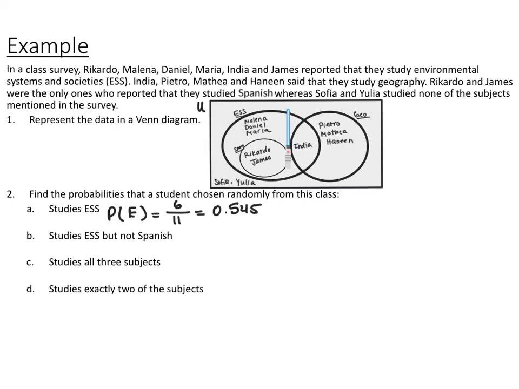So I counted up all the students who study ESS, and there's 6 of them. And then I counted up all the total students that were surveyed, and there were 11 total. So therefore, 6 out of 11 students study ESS, or 0.545. So go ahead and pause the video and try B through D.